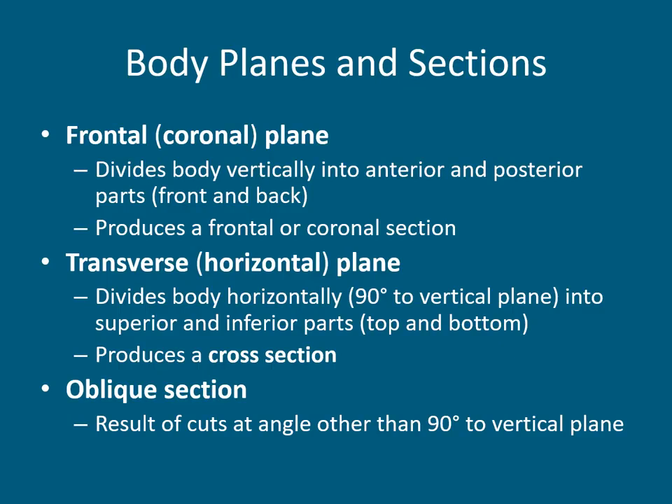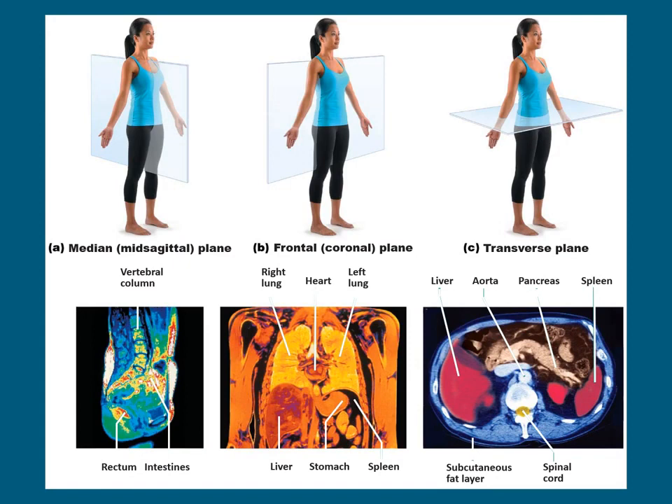Sometimes you can have an oblique section, which results in an angle that's not at a 90-degree turn. So this diagram here shows a sagittal, specifically a mid-sagittal because it's right along the midline here. But as you can see, you end up with the right and the left sides. Here is a frontal or coronal plane where you have the front and the back. And then over here is the transverse plane where you have the superior, inferior, top, and bottom.